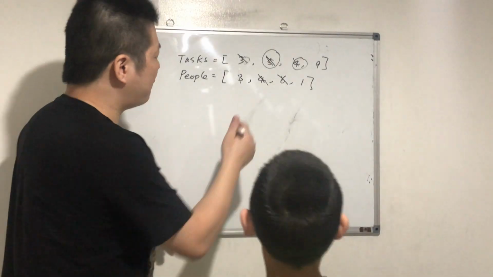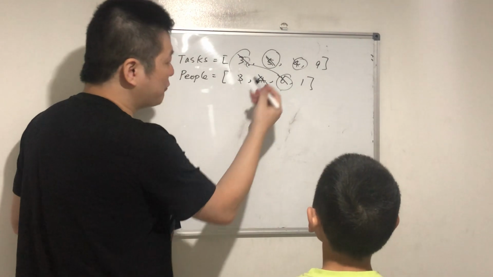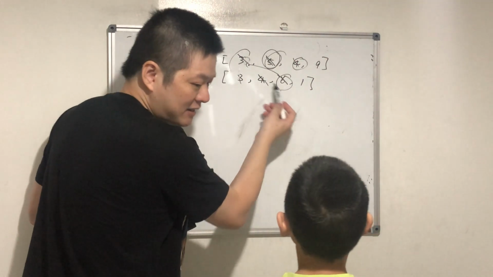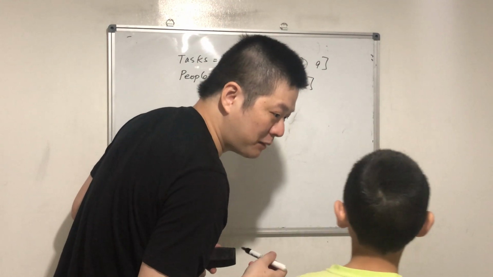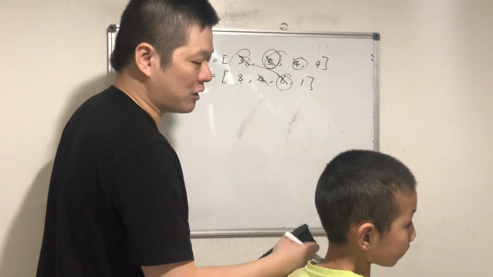But if we let the 6 handle the task 3, then we can't find any people to handle task 5, right? Because 6 is used. Does it make sense? Okay. So how can we do this? What's your strategy?